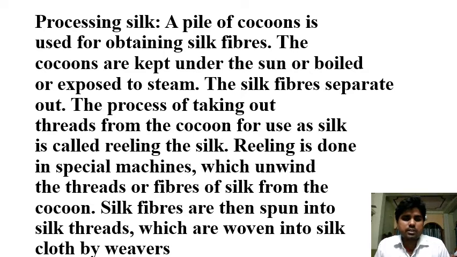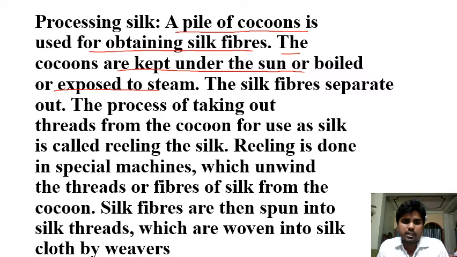So how is it processed, students? The pile of cocoons is used for obtaining silk fibers. The cocoons are kept under the sun, or boiled, or exposed to steam. Now we have to remove that thread-like structure, so we can keep it in the sun or in the steam. The silk fibers separate out.